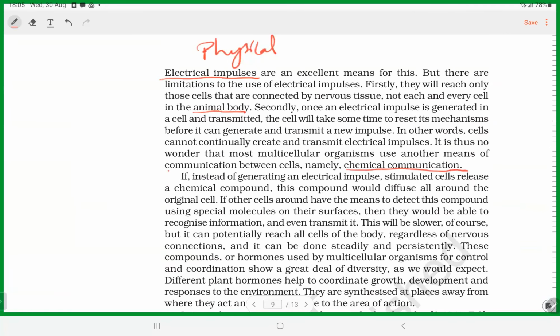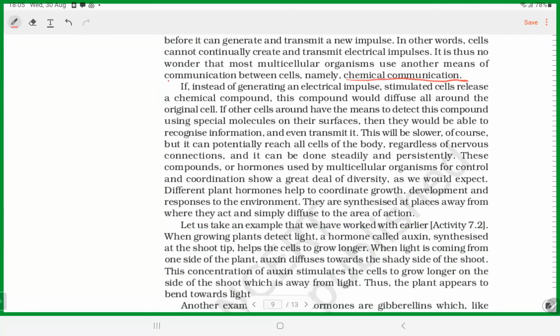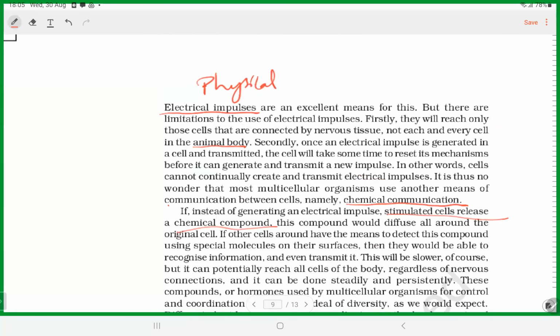But in what way can you compare this to plants? Physical coordination system and chemical communication system, in what way do you compare this to plants? Plants don't have a big nervous system, but we have it. It is special in animals.